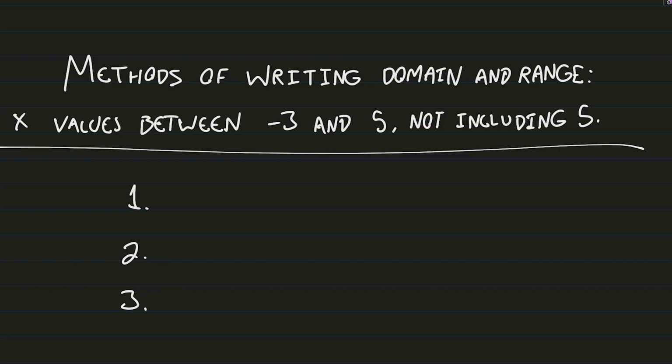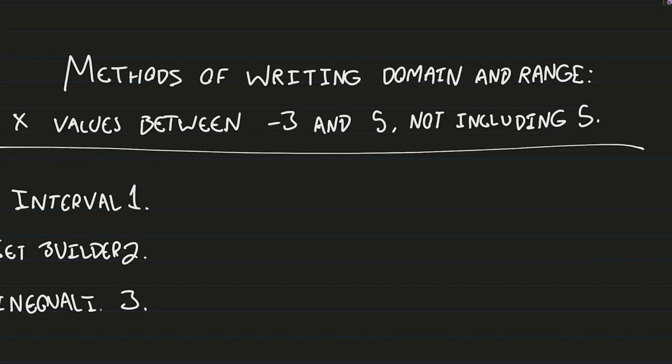Now that you know what domain and range are and what they mean, let's talk about how to write them. There's 3 main methods for writing domain and range. There's interval notation, there is set builder notation, and there is inequality notation. Each of the 3 has its perks. It doesn't really matter which one you use, it's preference, but sometimes one is easier than another.